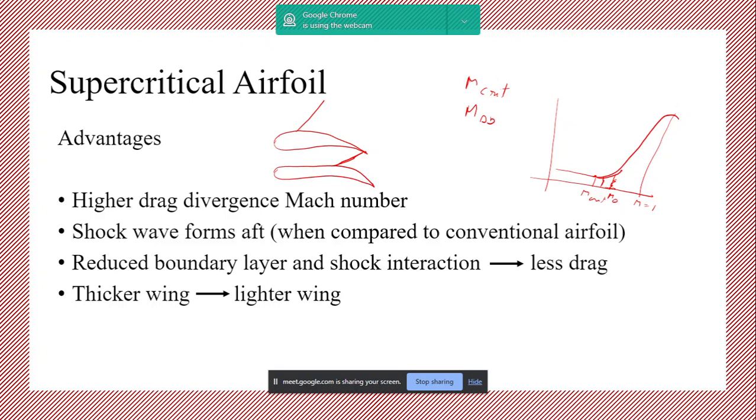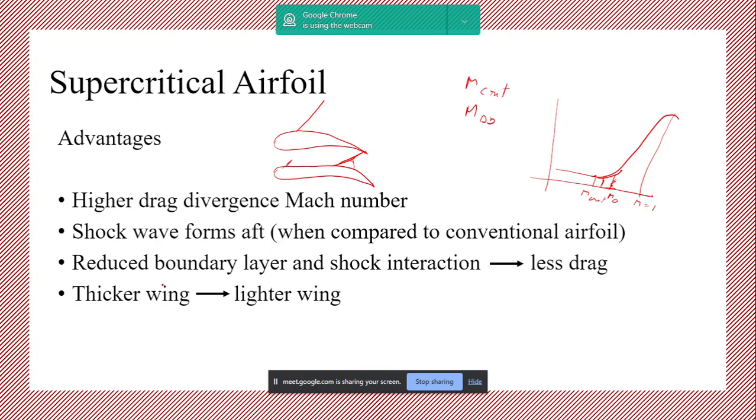Okay. So the supercritical airfoil has a flat upper surface as compared to a typical cambered airfoil, because of which the first shock wave is formed way aft on the upper surface as compared to the cambered airfoil. What happens here is that your supercritical or supersonic flow is delayed. It doesn't encounter it somewhere closer to the leading edge, it's later. Because of which there is reduced boundary layer shock interaction. So this boundary layer separation, all of that happens further aft on the upper surface, and there is a lesser interaction between the boundary layer and the shock wave, which leads to lesser drag.